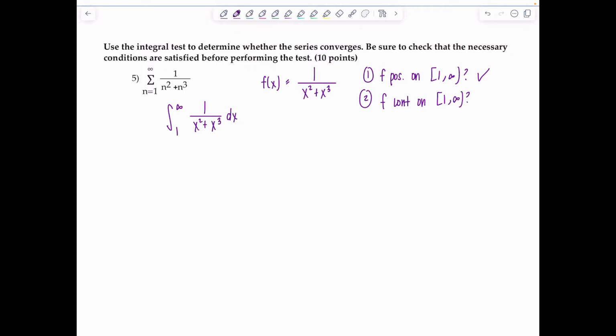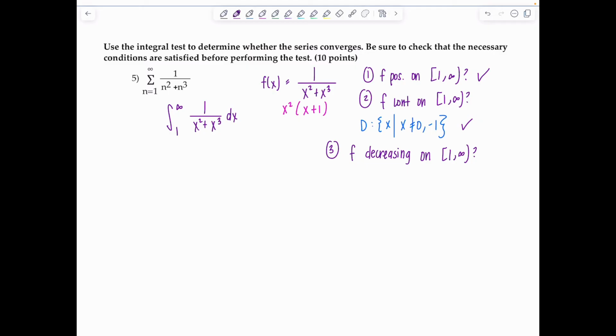Well, what's the domain of f? If I factor the denominator, I take out an x squared, I'm left with x plus 1. So the domain, we have restrictions. X can't be 0 or negative 1. Oh, but lucky for us, neither of those are on the interval from 1 to infinity, so we're good to go. The last thing we need to check is that f is decreasing on 1 to infinity.